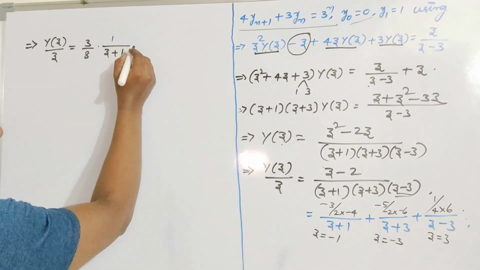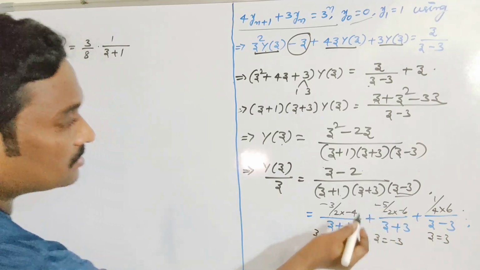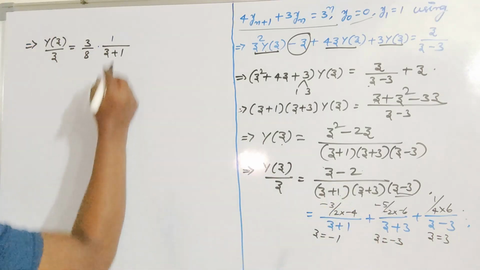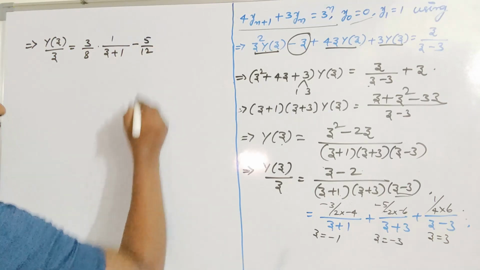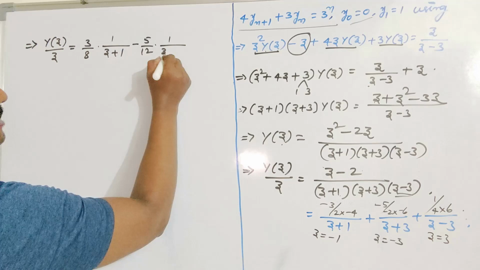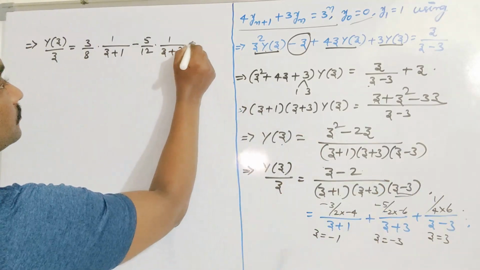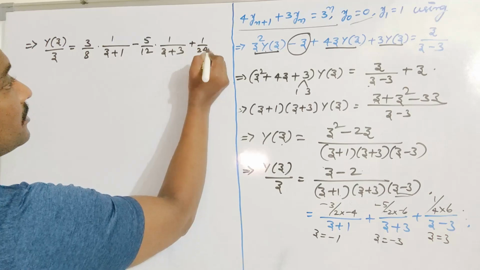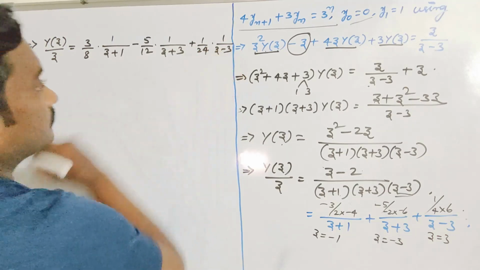What is the next term? 3 negative signs are there, including numerator and denominator. So negative 5 by 2 6s are 12, into 1 by z plus 3. And this is 1 by 24, 1 by 24. So 1 by z minus 3.